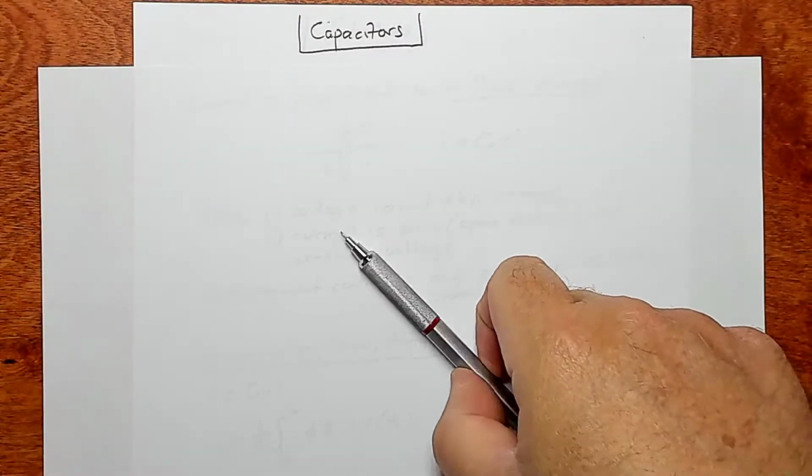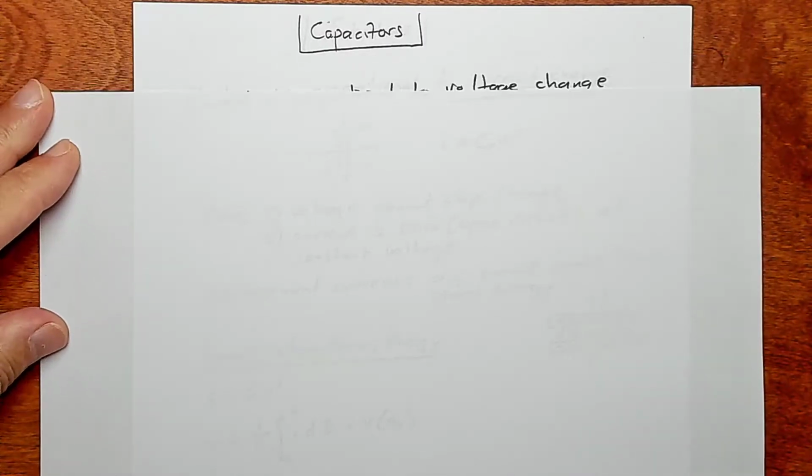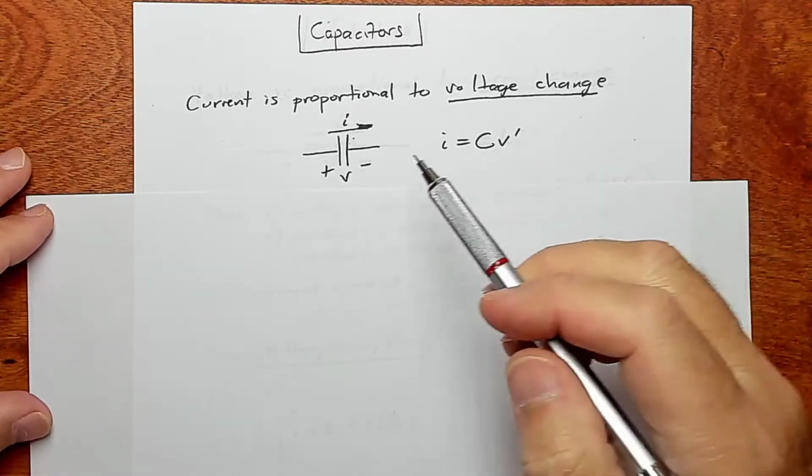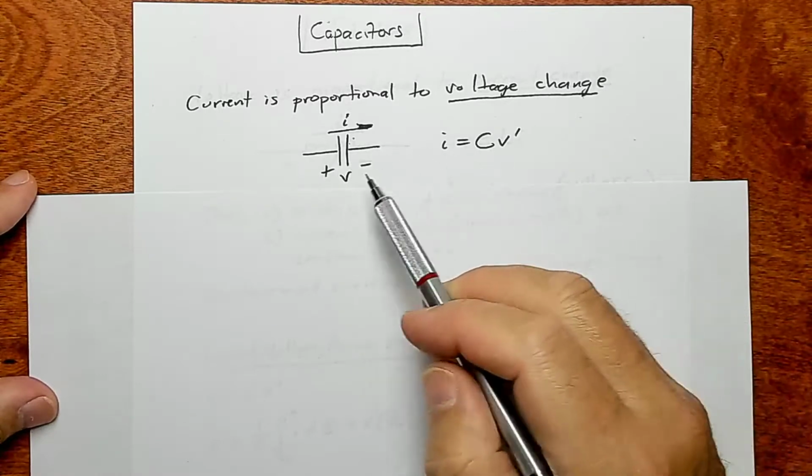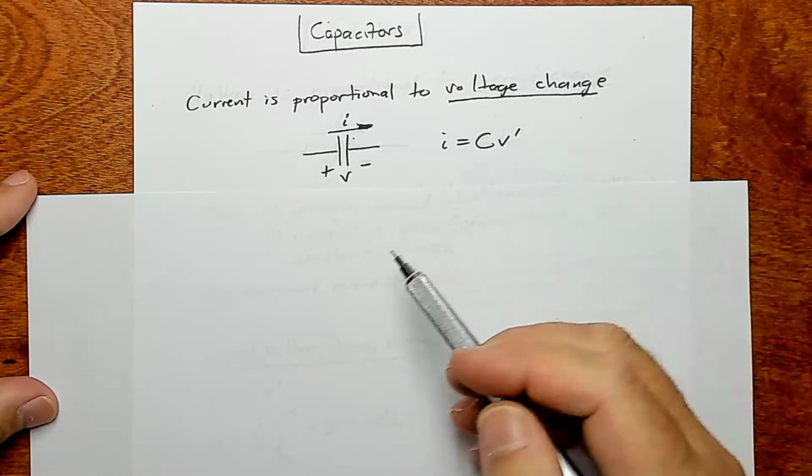Welcome back. Let's talk about capacitors and inductors. We'll start with capacitors. So here's a model of a capacitor, the diagram and the math.